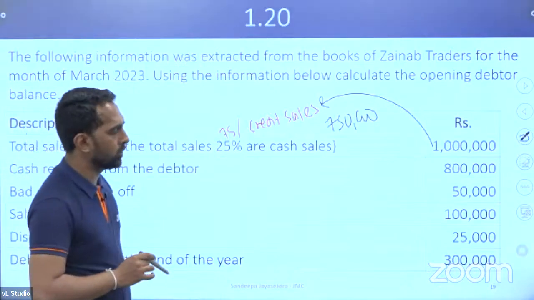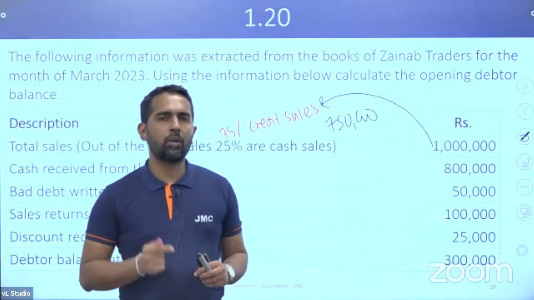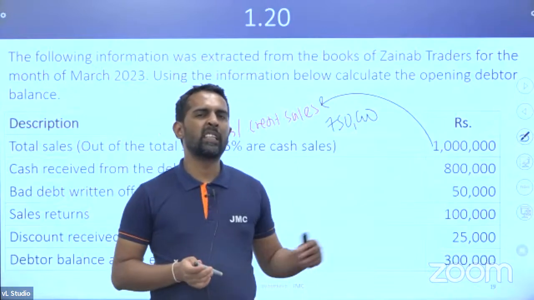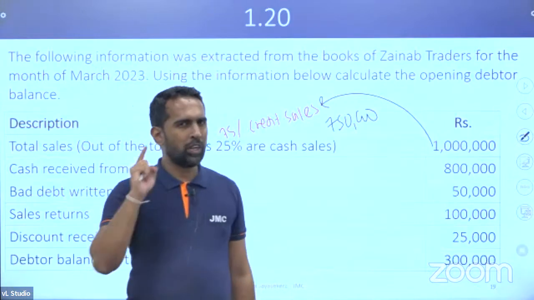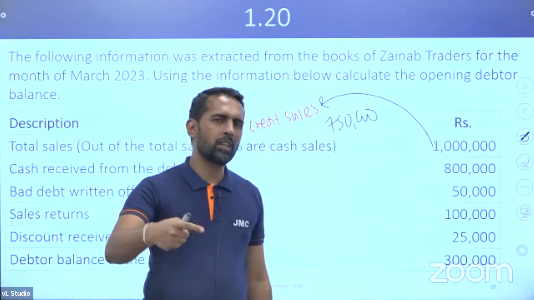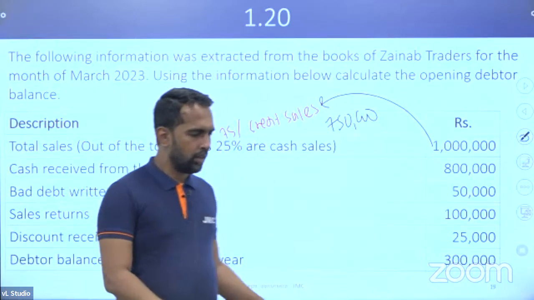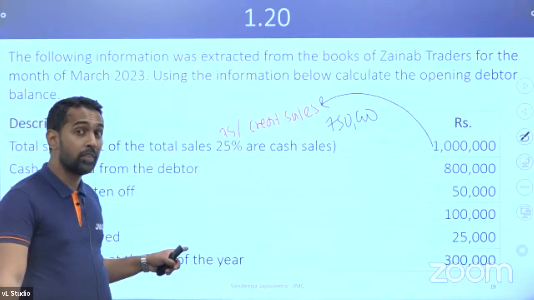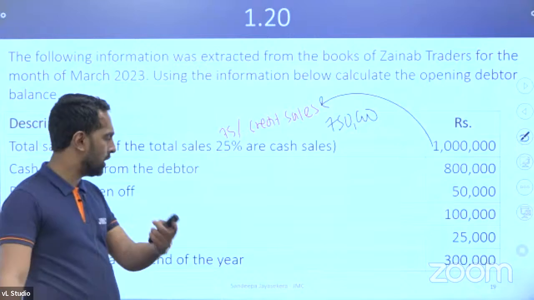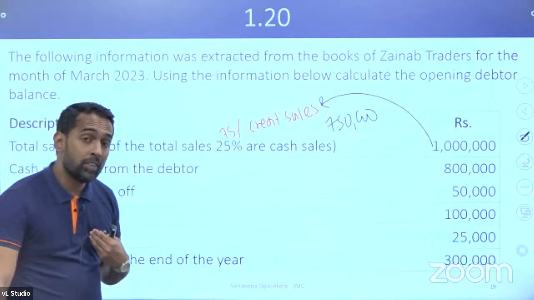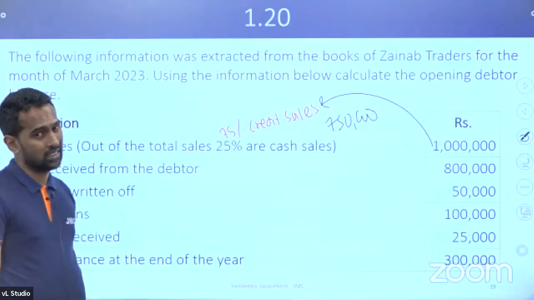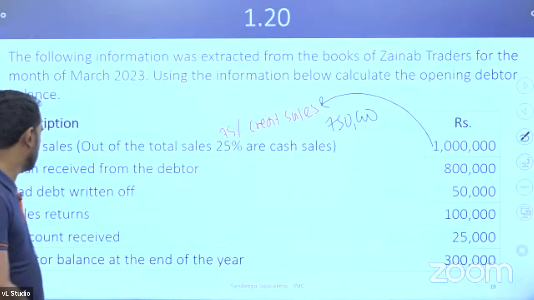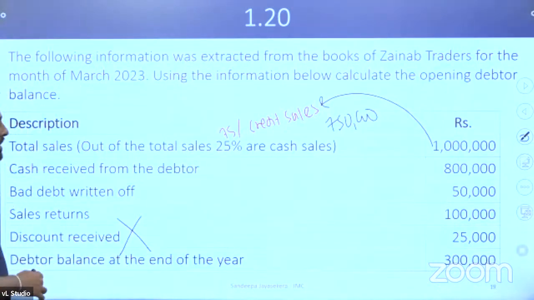Discount received 25,000. What do you think? Is it applicable for debtor? For debtor, is it discount received or discount given? Do we need to take discount received? Yes or no? Discount received? No. Yes, very good. We receive discount from the creditors. We give discount to the debtors. So this is given just to mess it up.